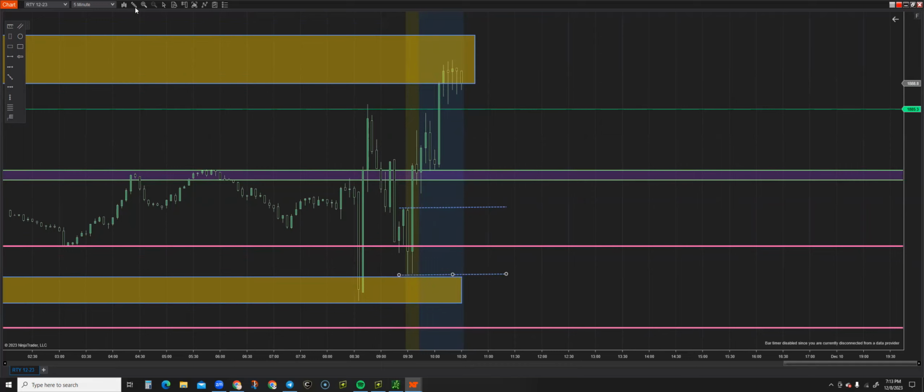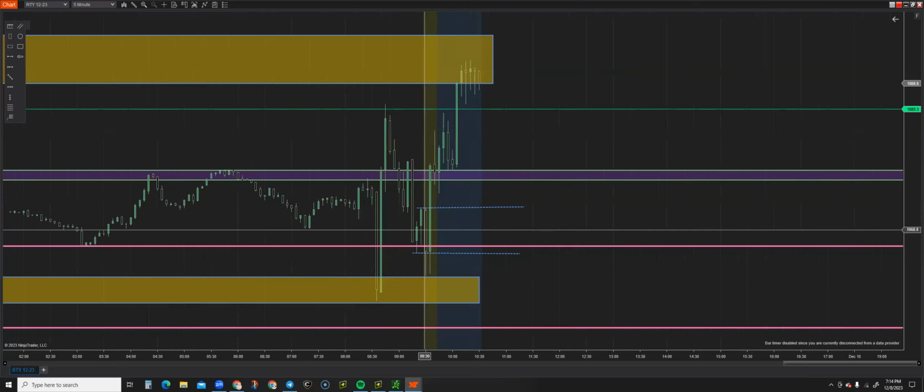So prior to 9:30, that last bar, we will put it here because that 9:30 wouldn't be in yet. So that's my support and resistance.